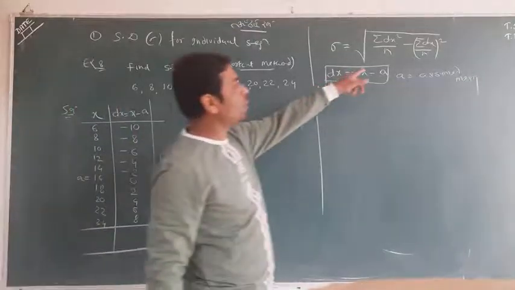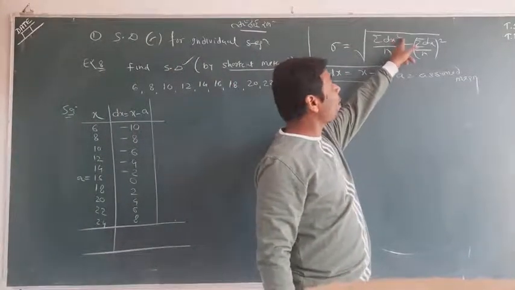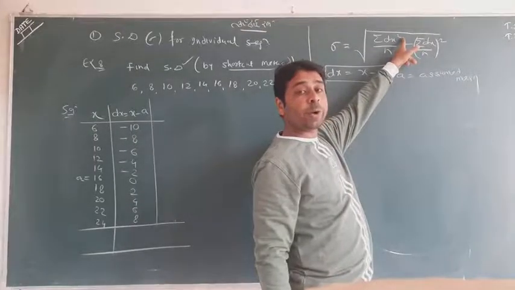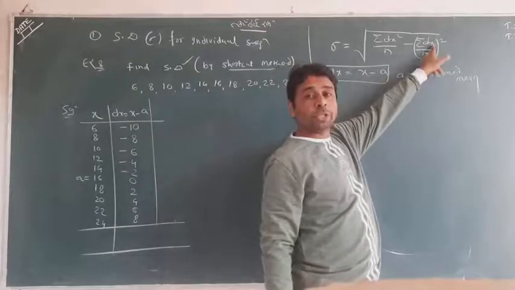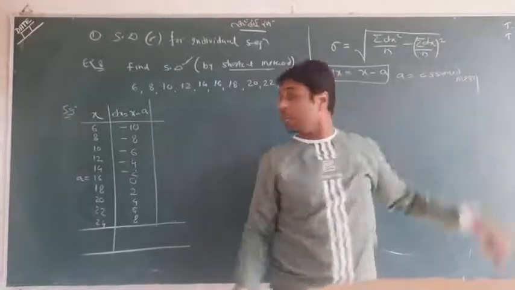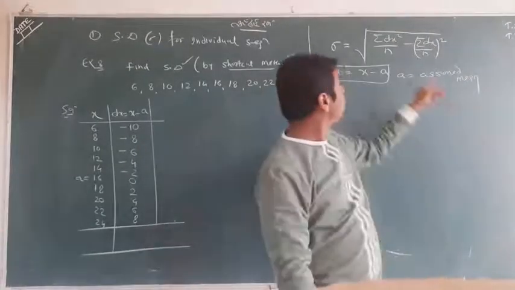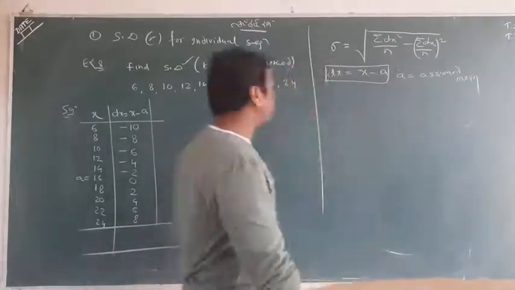Now, what do you need here? Can you read? You need dx square. Here dx only is needed. Summation dx, meaning I need the sum of dx. Then summation dx square. So we need one more column.